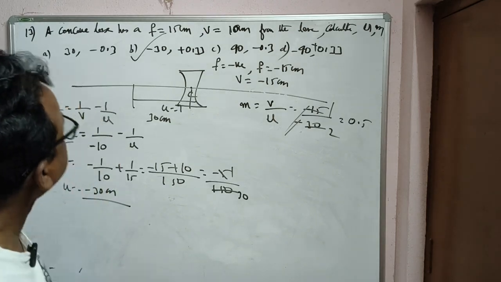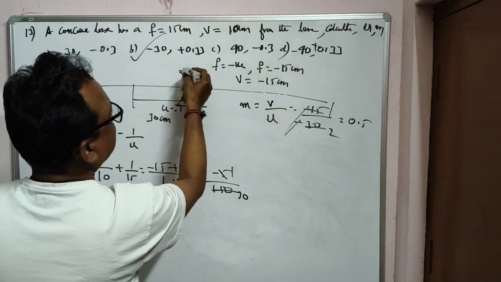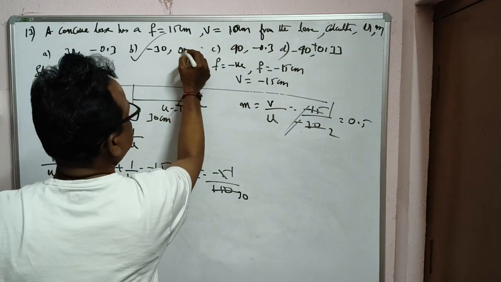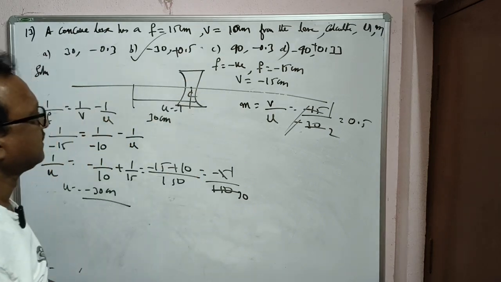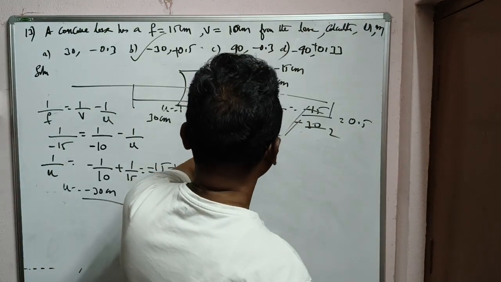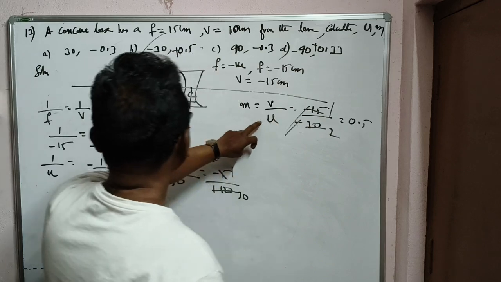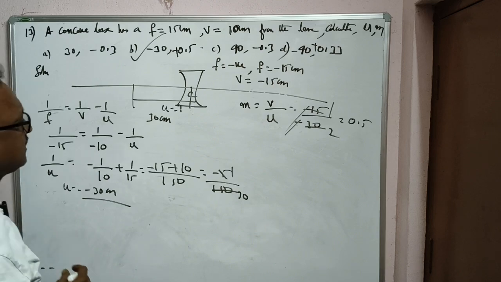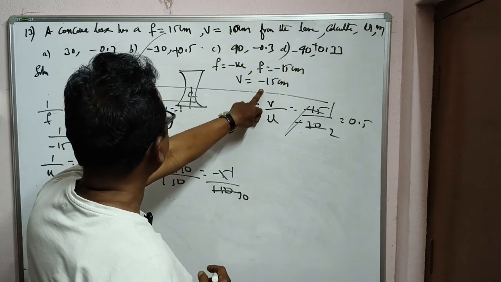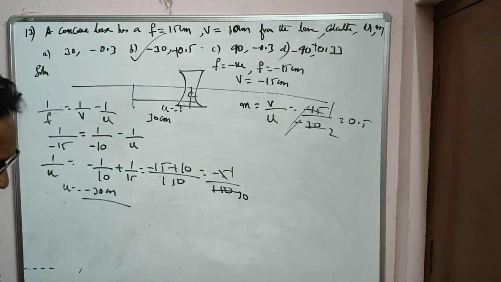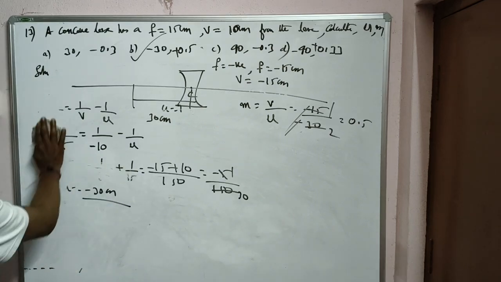So I think their answer is not given correct. Yes, I think not 0.33, it is 0.5, plus 0.5, please. Okay. So B will be the right answer. You can check up. Magnification is V by U, with proper sign conventions. V is how much you got? Minus 15, isn't it? Minus 15 by minus 30. Yes, so this is how you have to solve. Okay, clear? So those are the answers.